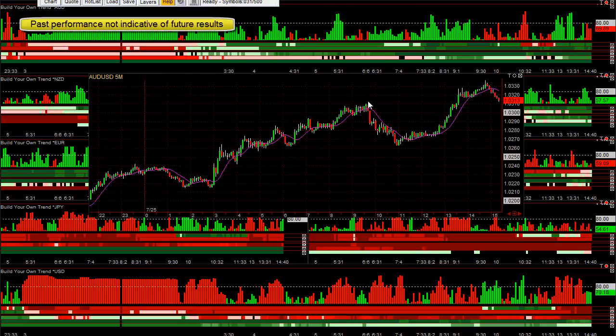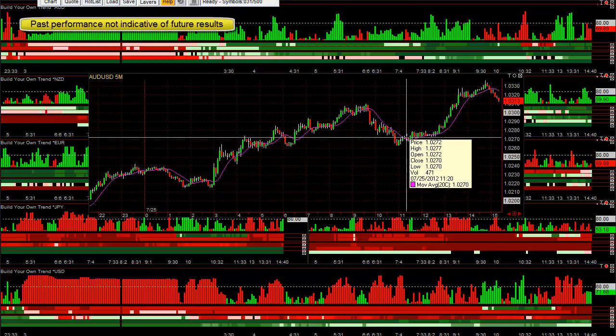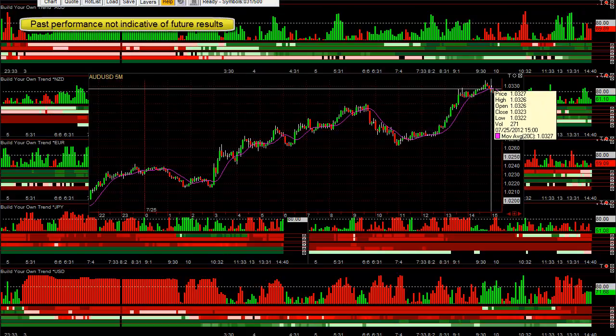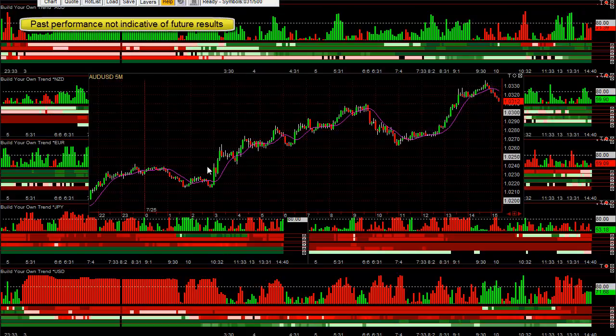You could just simply wait for a pullback, and then when it goes back above that moving average, get in. You can see that would have had you in here around 72, kept you in here to 27. You know, the trend was up, pulled back right here, you're in here, small profit, in here, small profit.